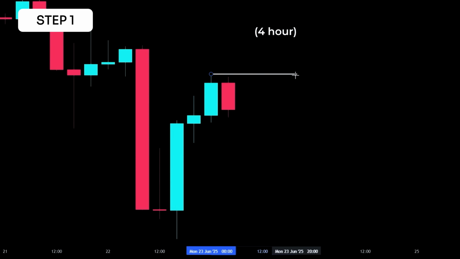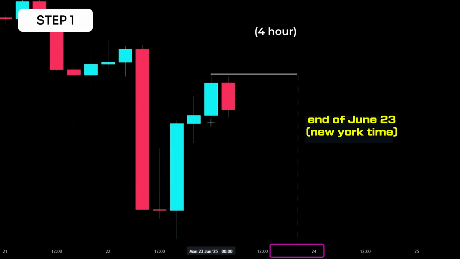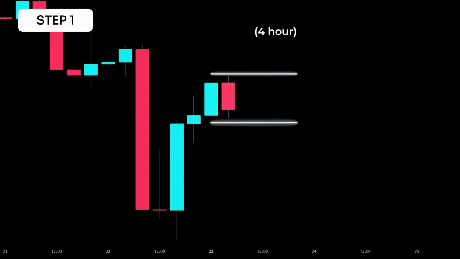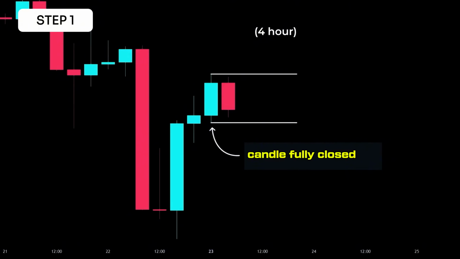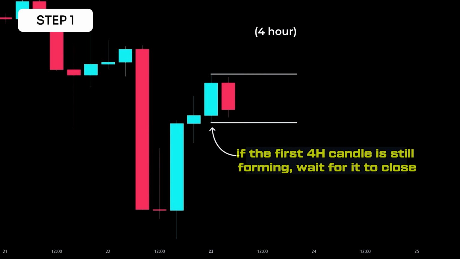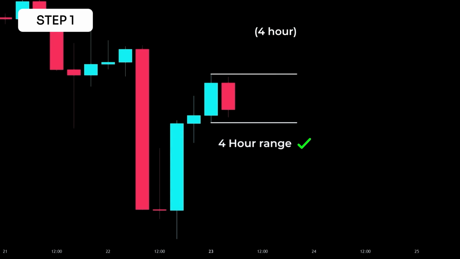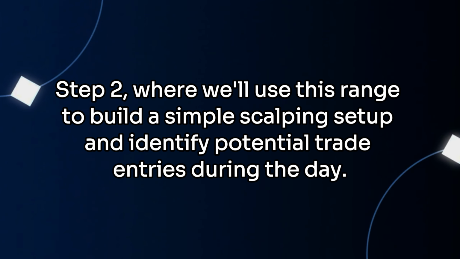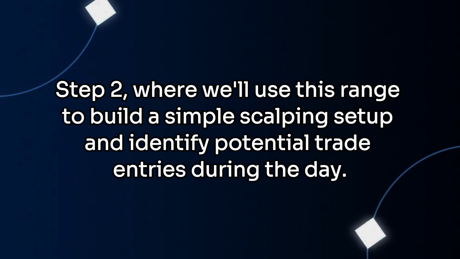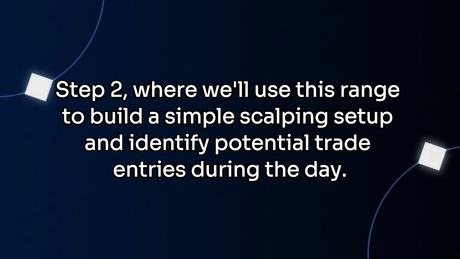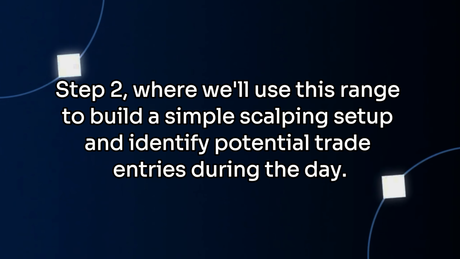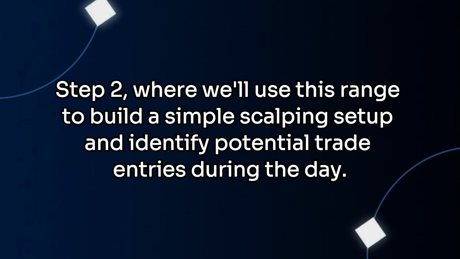Next, mark the highest point and the lowest point of that candle. Then extend both levels across the chart until the end of the trading day. These two levels become your 4-hour range. One important rule is to wait until the candle has completely closed before drawing the range. If the candle is still forming, the high and low can still change, making your range inaccurate. Once the 4-hour range has been marked, you're ready for step 2, where we'll use this range to build a simple scalping setup and identify potential trade entries during the day.